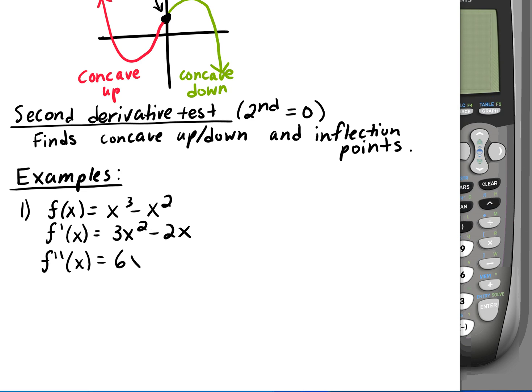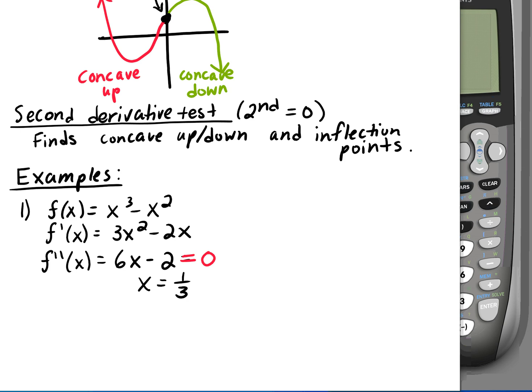So an extra step here, not a terrible step because it will be something simpler than what you would have worked with for the first derivative. And we are always then setting it equal to 0. That is the key. That's going to get you either your max min points for first derivative test or your inflection points for second derivative test. If you solve that, we get x is equal to 1/3.